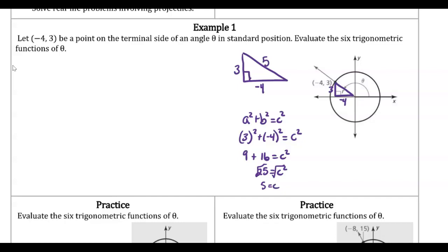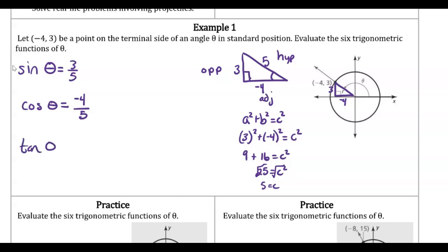All right, so to find the sine of the angle, you do the opposite over the hypotenuse. So the opposite side is going to be 3 over the hypotenuse is 5. All right, cosine is adjacent over hypotenuse. Adjacent is -4 over the hypotenuse, which is 5. Tangent is the opposite over adjacent, so 3 over -4, or -3/4.